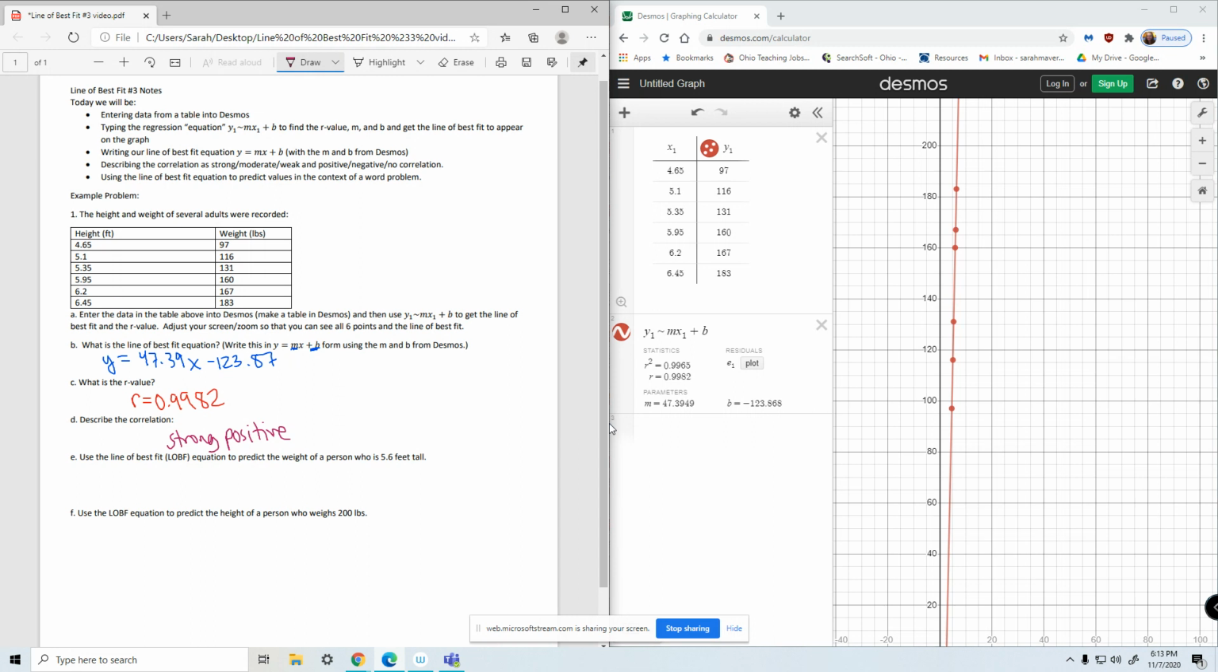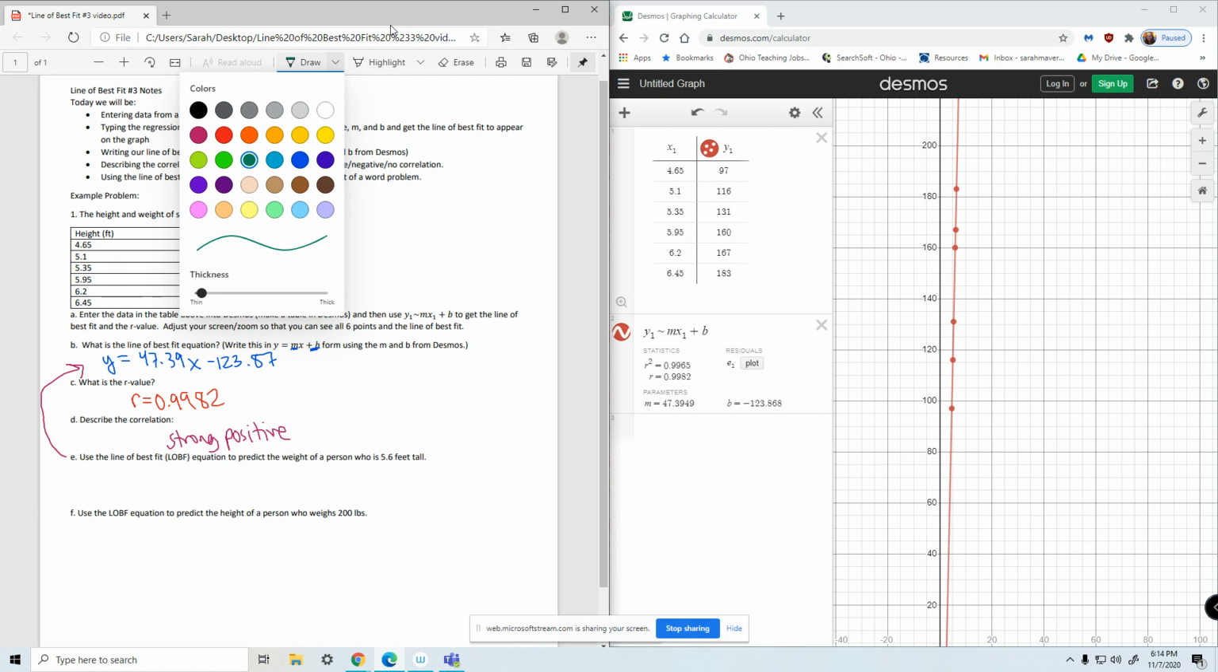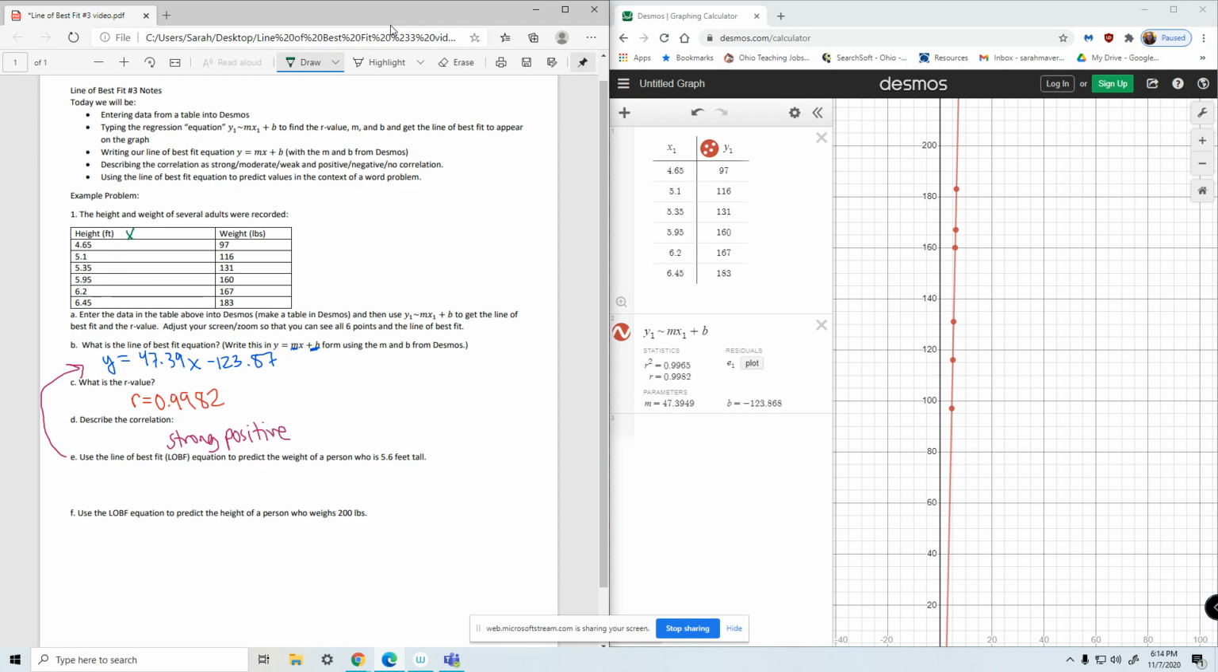And then now, instead of using the graph like we did in the last video to predict values, we're going to use the line of best fit equation. So we're going to use this equation that we wrote back here in blue to do some predictions. Letter E says use the line of best fit equation to predict the weight of a person who is 5.6 feet tall. So height was x, which means we are going to take this 5.6 and plug it in for x into our equation. So it's going to go right here. y equals 47.39 stays the same. Parentheses, instead of x, we're going to do 5.6, minus 123.87.